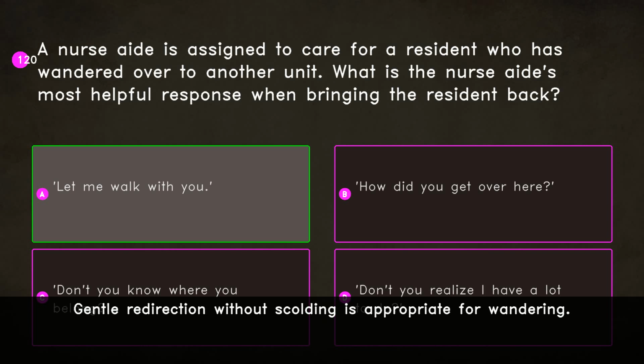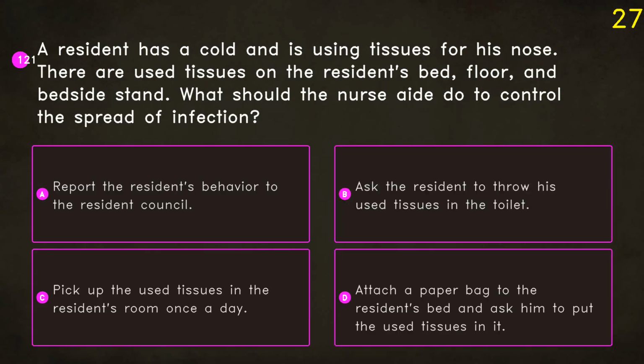Question 121. A resident has a cold and is using tissues for his nose. There are used tissues on the resident's bed, floor, and bedside stand. What should the nurse aide do to control the spread of infection?